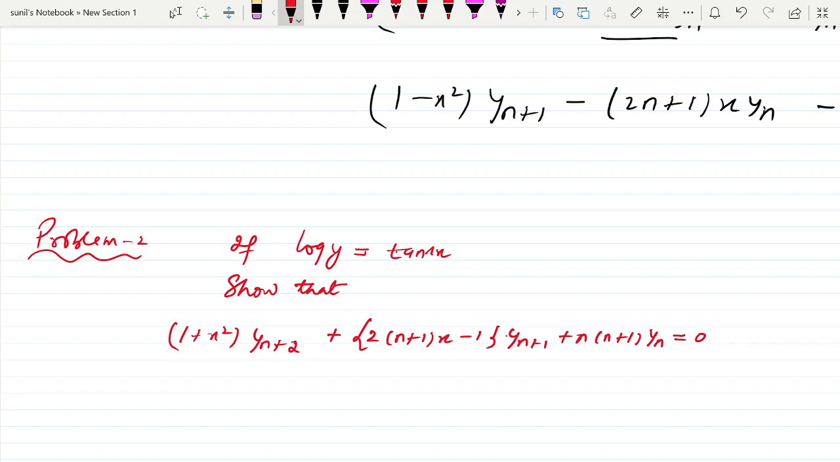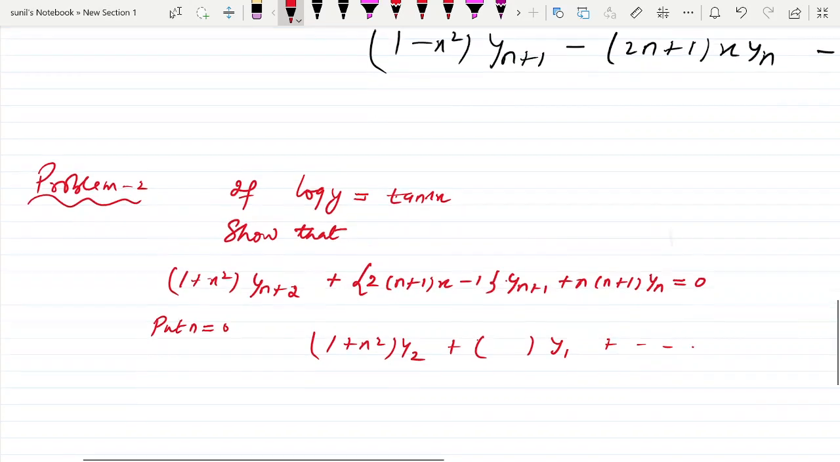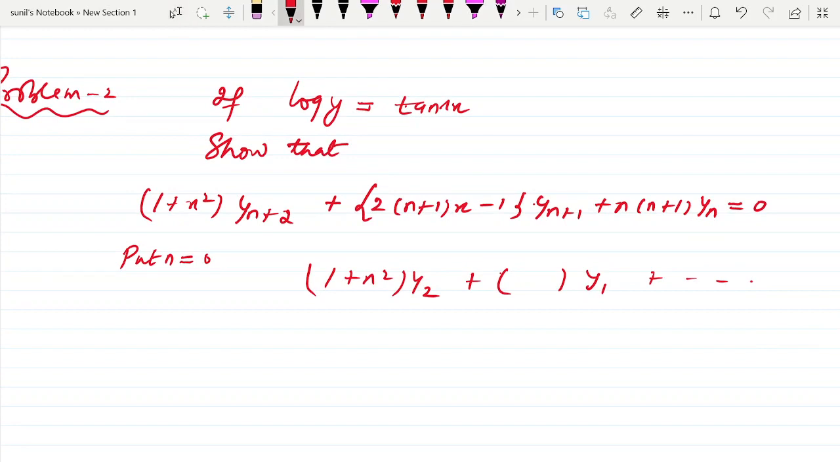Guys, I'm just sharing one trick. First, what you will do here is put n equal to 0. Put n equal to 0. So you have to establish some relation, something like this: y2 and then something like this, some bracket, then y1 and so on. This type of relation you have to establish first. So now how to get that? The solution is something like this. Since log y here is ln, that is, base e, we can switch this over as y is equal to e raised to the power tan inverse x.